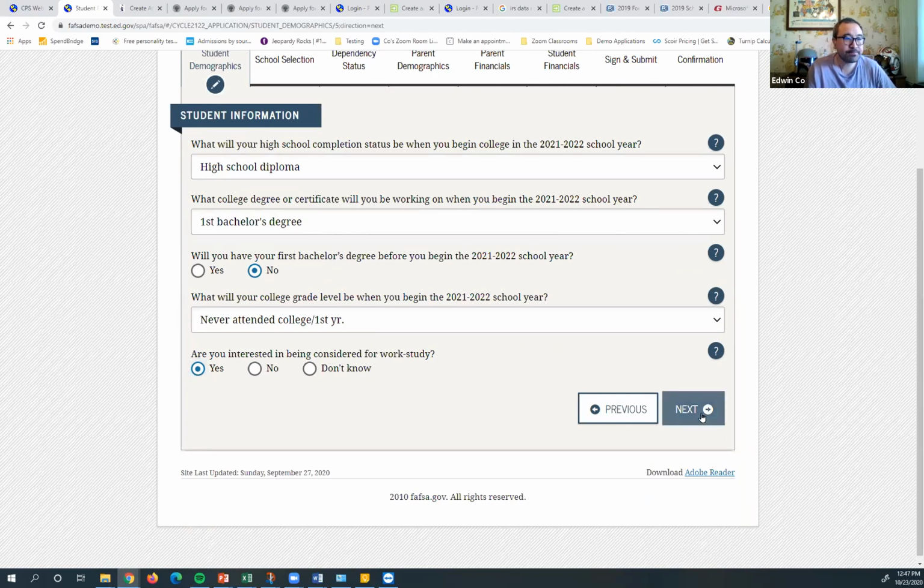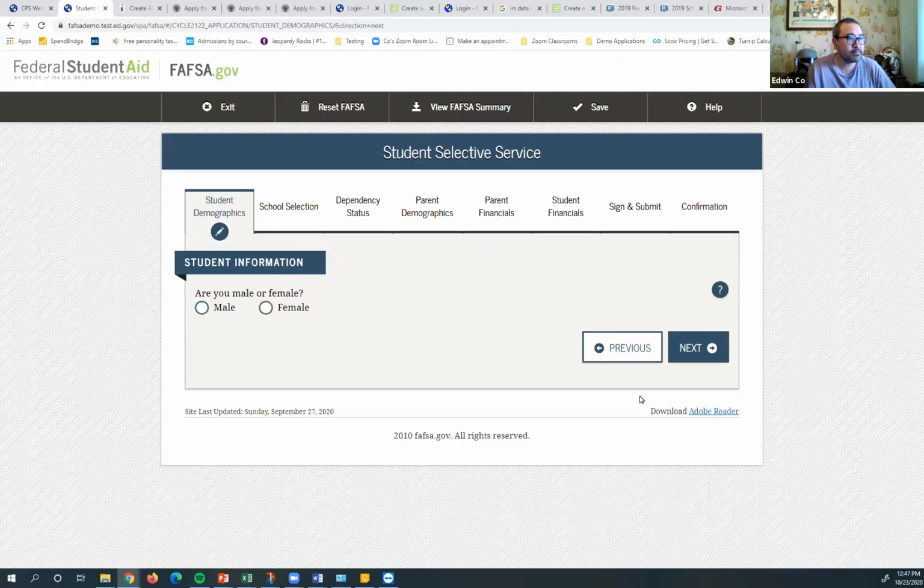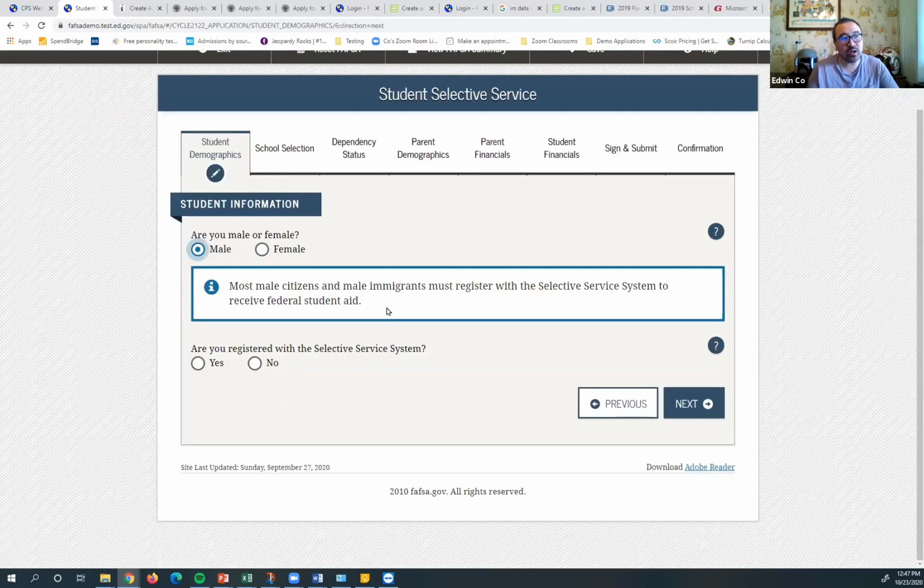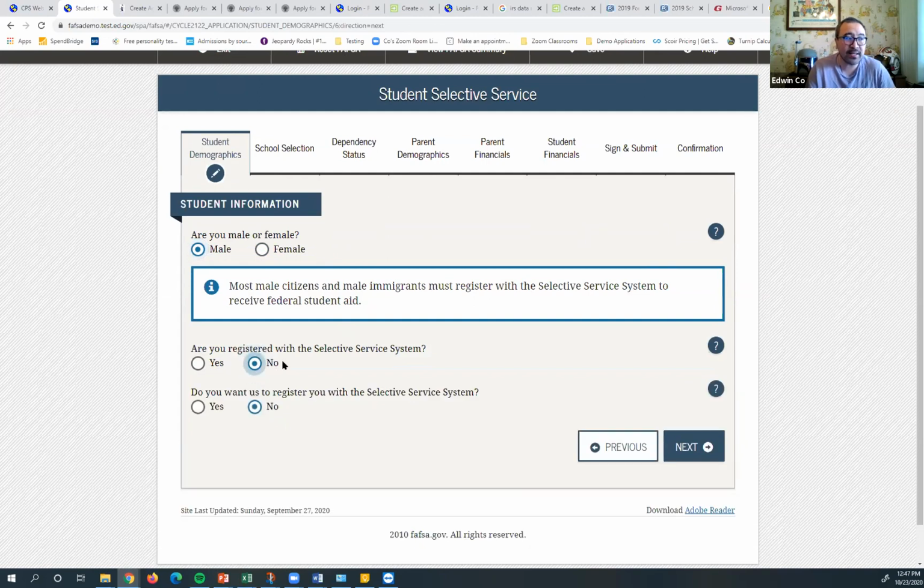Okay, next. Next question, are you male or female? If you're female, that ends, you can hit next. If you are male, they're going to ask whether you want to register for selective service. That next question comes out as, are you registered for selective service? The answer is no, because for the most part, none of you have registered yourselves yet.